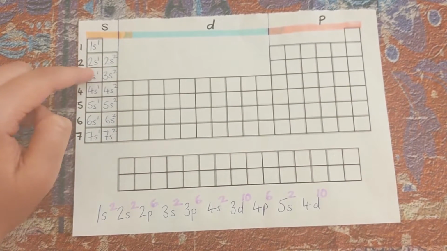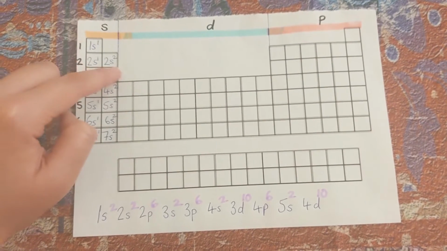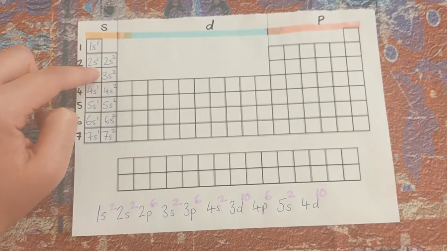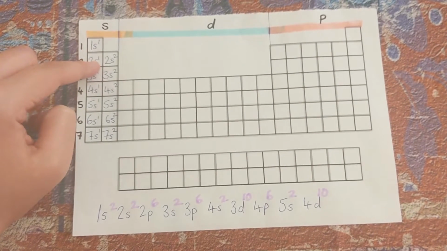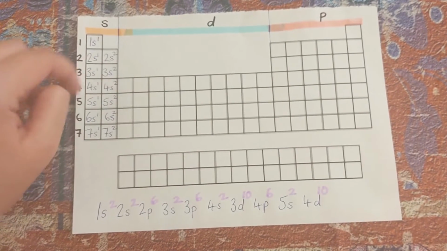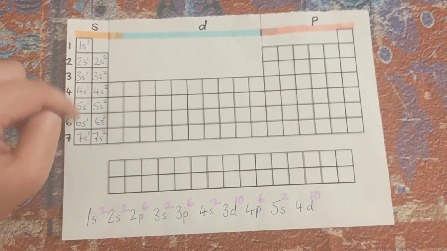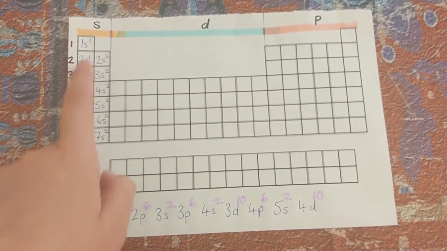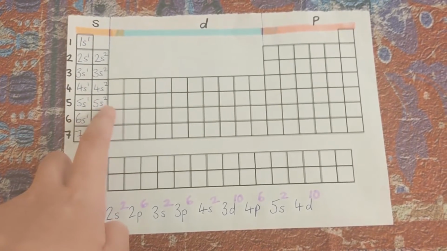Here in period 2, these elements' outer electrons are in the 2s orbital. This element here has 1 electron in this 2s orbital, and this one has 2. So we're just counting down with the period numbers, and across tells us how many electrons each one has. 1, 2.